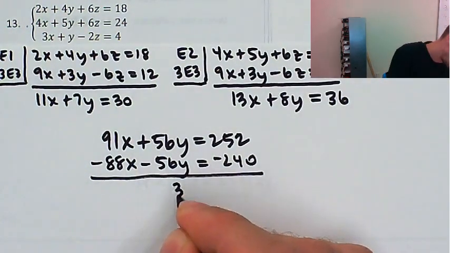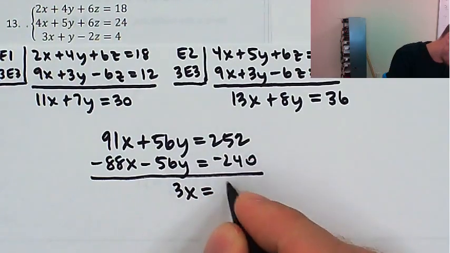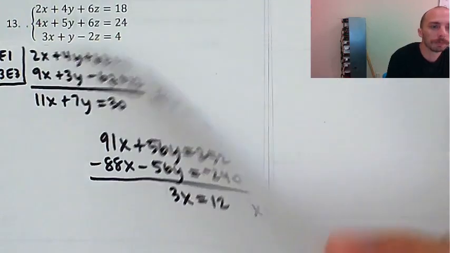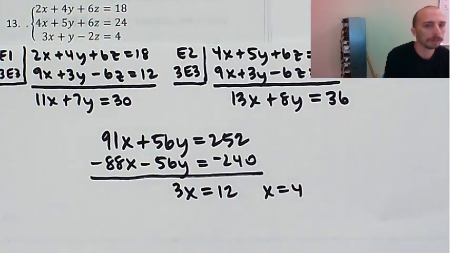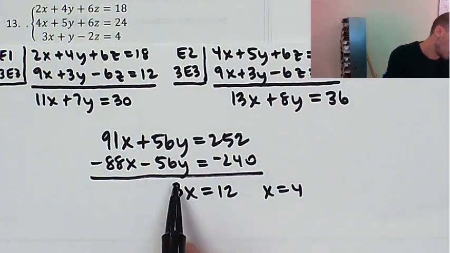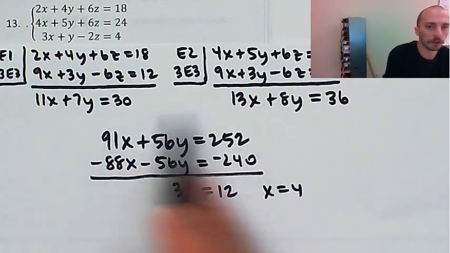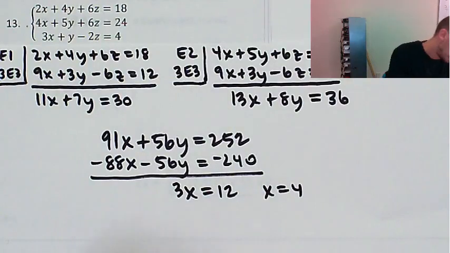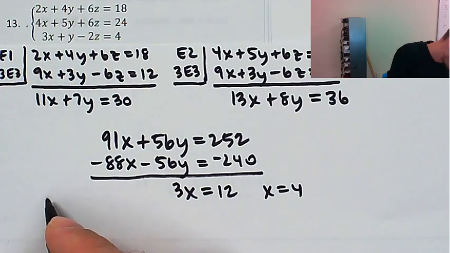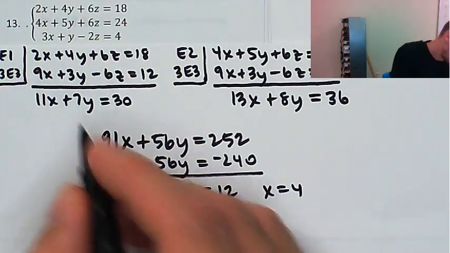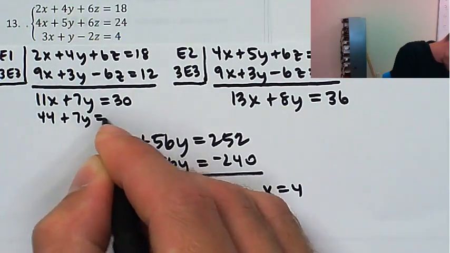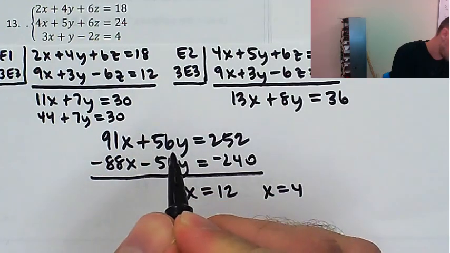This is going to be just 3x equaling 12. So that's x equals 4, which we were expecting. Now I'm going to go back over here to one of my original easier number equations. I like 11x plus 7y equals 30. So I've got 11 times 4 is 44 plus 7y equals 30.